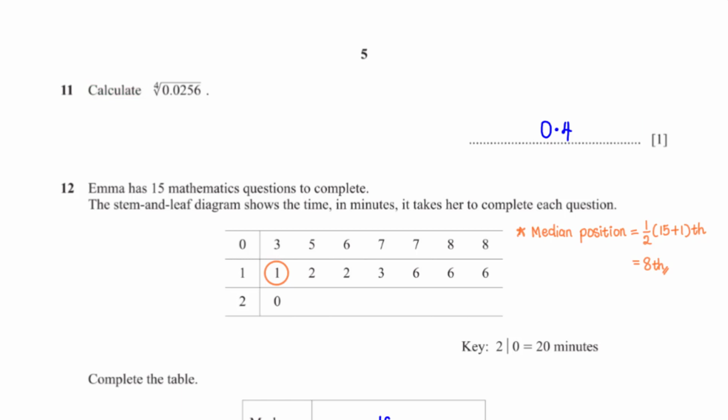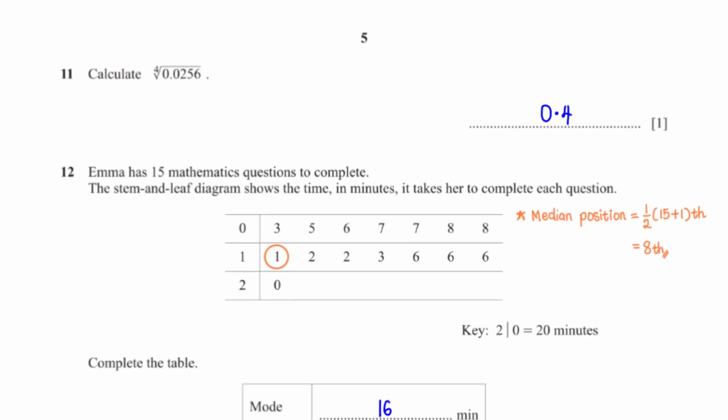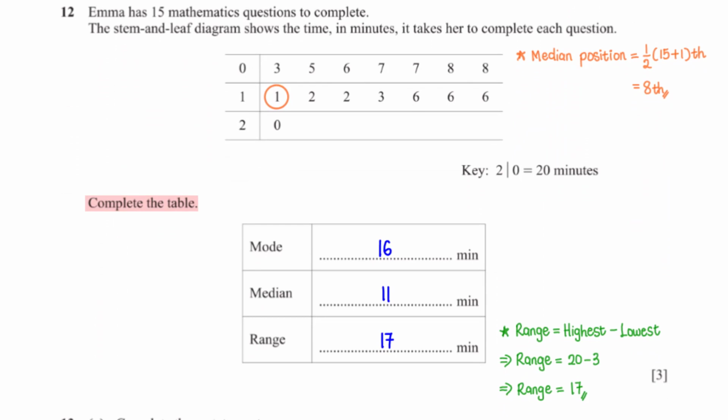Emma has 15 mathematics questions to complete. The stem and leaf diagram shows the time in minutes it takes her to complete each question. Complete the table. The mode is the most recurring number. From the stem and leaf plot, this number is 16.